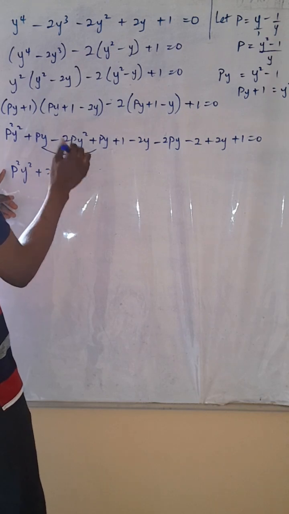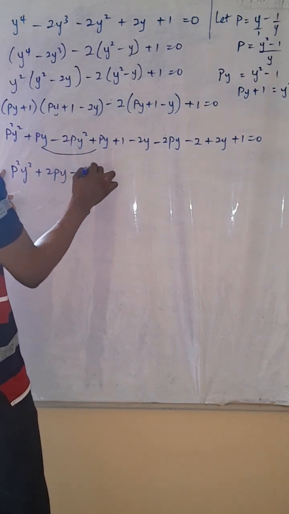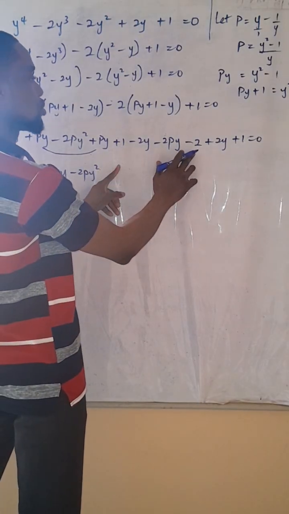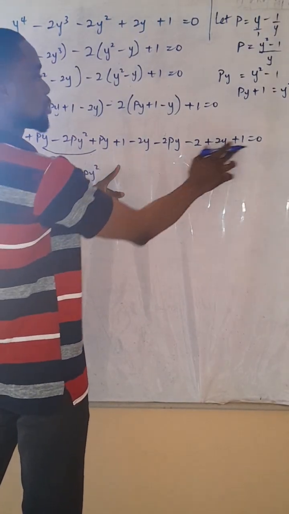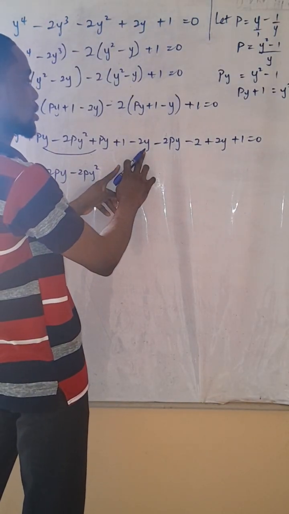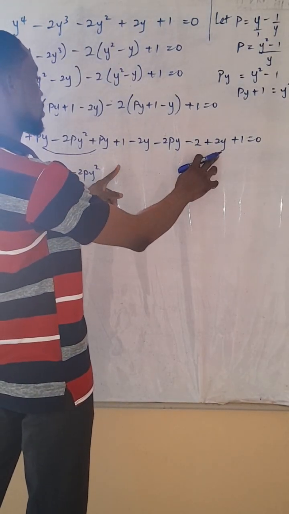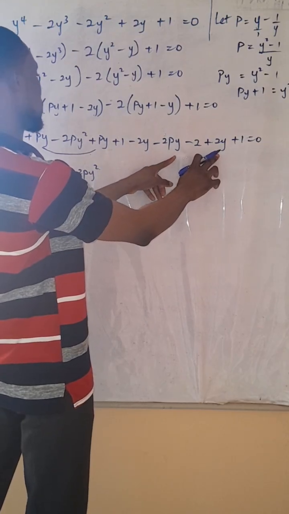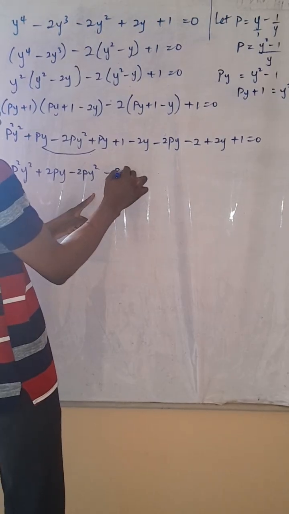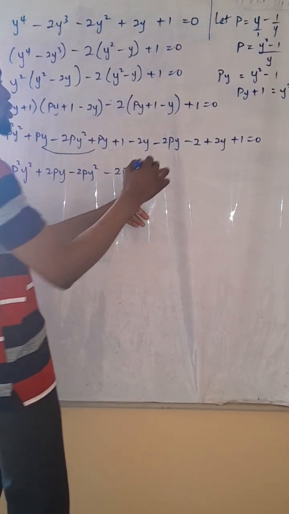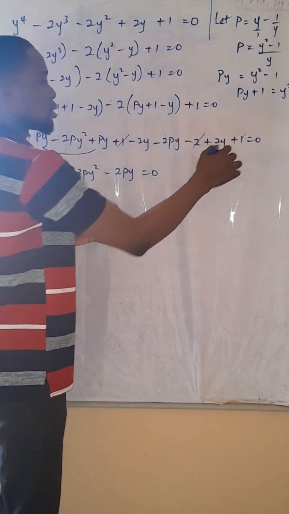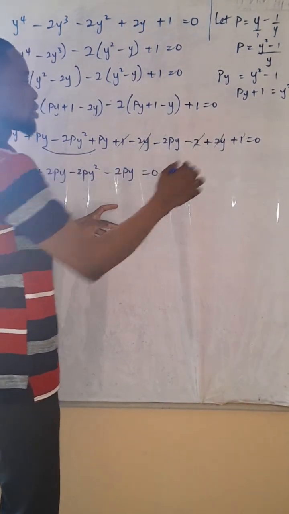Does this have a brother? No. Minus 2py squared. Does this have a brother? Yes. 1 minus 2. Okay, minus 1 plus that's 0. That's gone. So minus 2y plus 2y, that's gone. What remains? Minus 2py, minus 2py all equals to 0. So what happened? I cancelled this and I cancelled this.